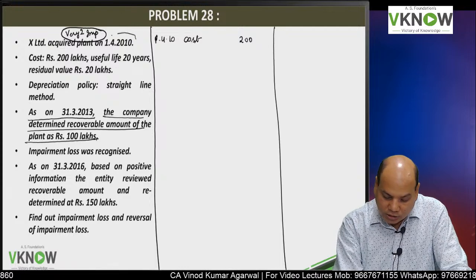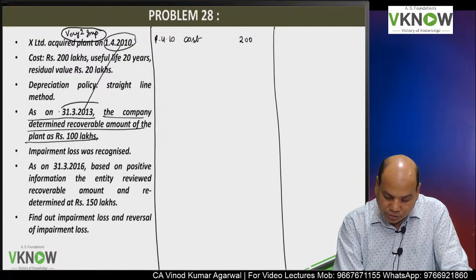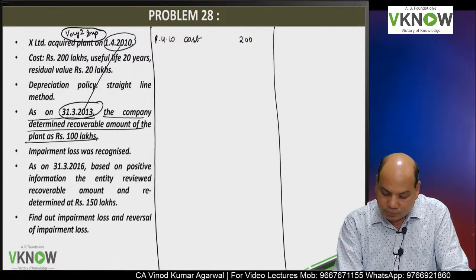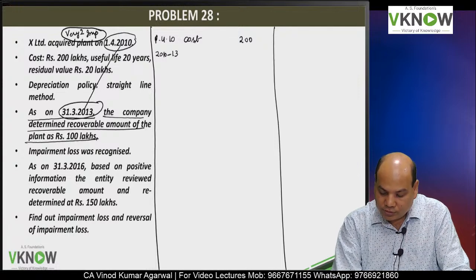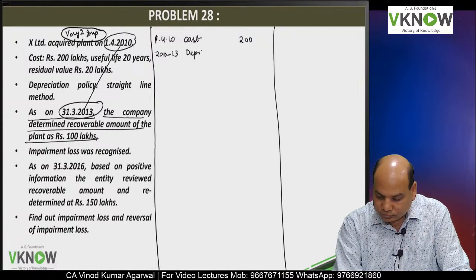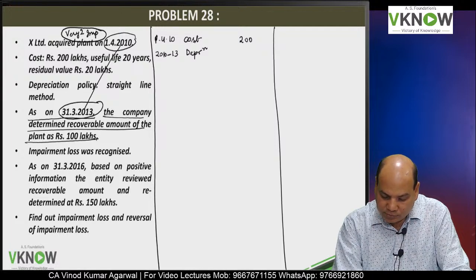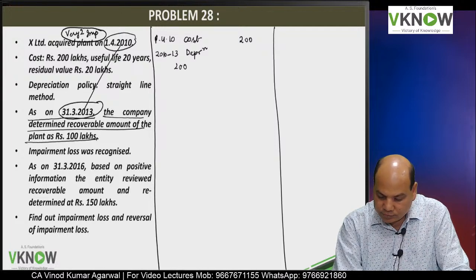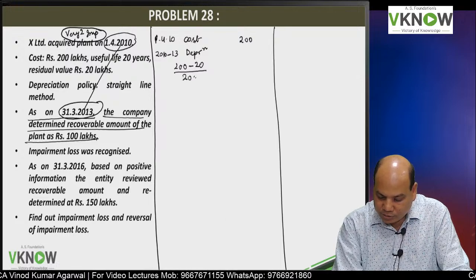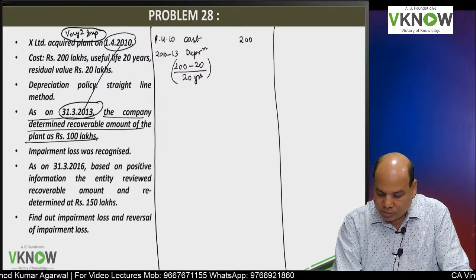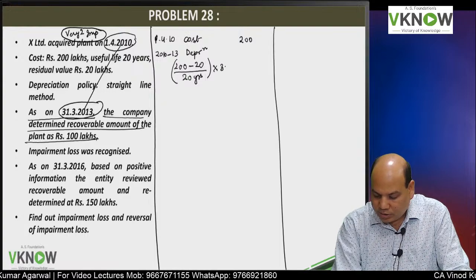So how many years are over? Please reply. 3 years are over. So we are going to provide depreciation from 2010 to 2013. Depreciation will be 200 minus 20 lakh divided by 20 years, multiplied by 3 years.